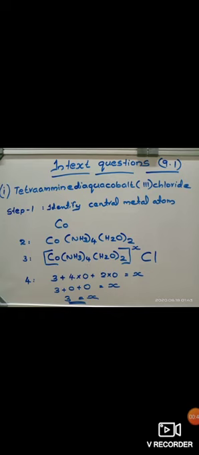In-text question 9.1, first one. Write the formula of the following: tetraamminediaquacobalt(III) chloride. If you get a question like this, what we want to do is identify the central metal atom in it. Tetraamminediaquacobalt(III): from this, cobalt is the central metal atom. So, we can write first the central metal atom, that is cobalt, Co.